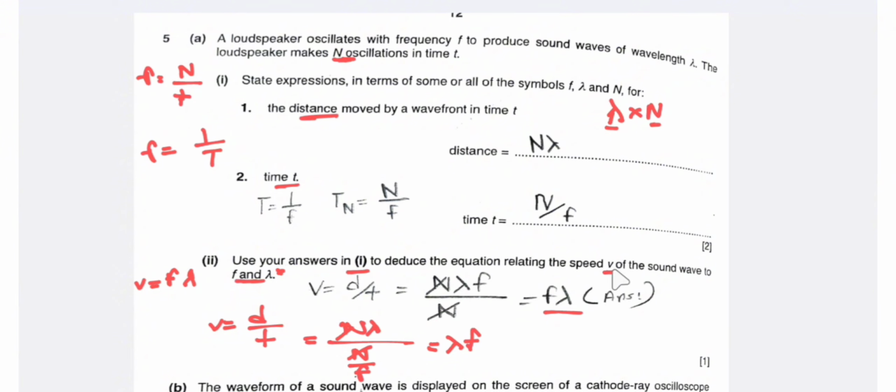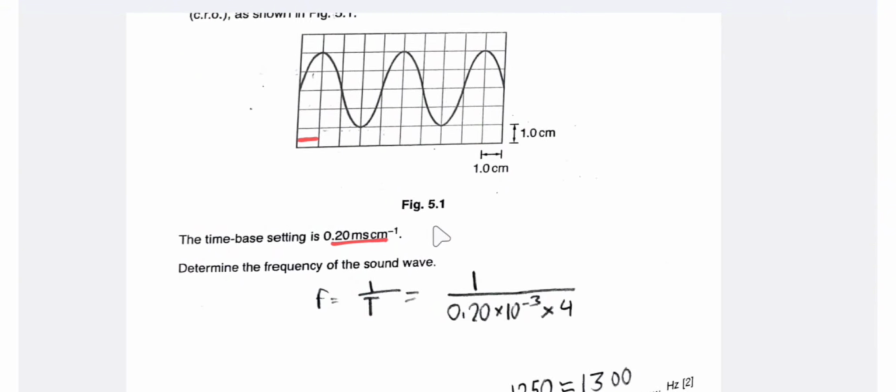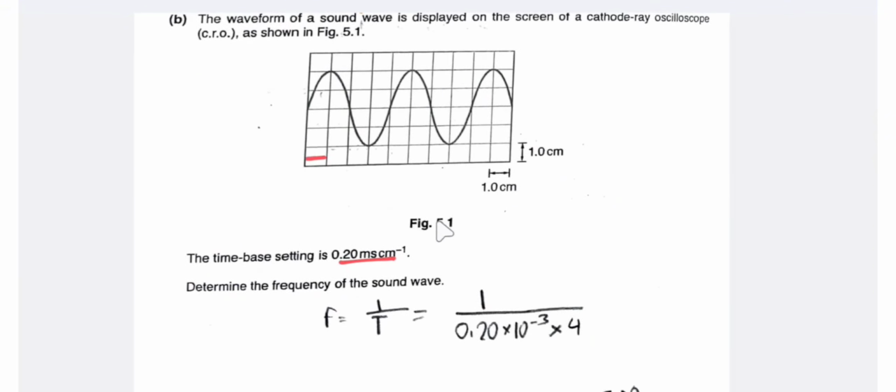Then the waveform of a sound wave is displayed on the screen of a cathode ray oscilloscope as shown in figure 5.1. So the wave is shown in the cathode ray oscilloscope. The time base is 0.20 millisecond per centimeter. So the time base, or the time for one box, is 0.20 millisecond.